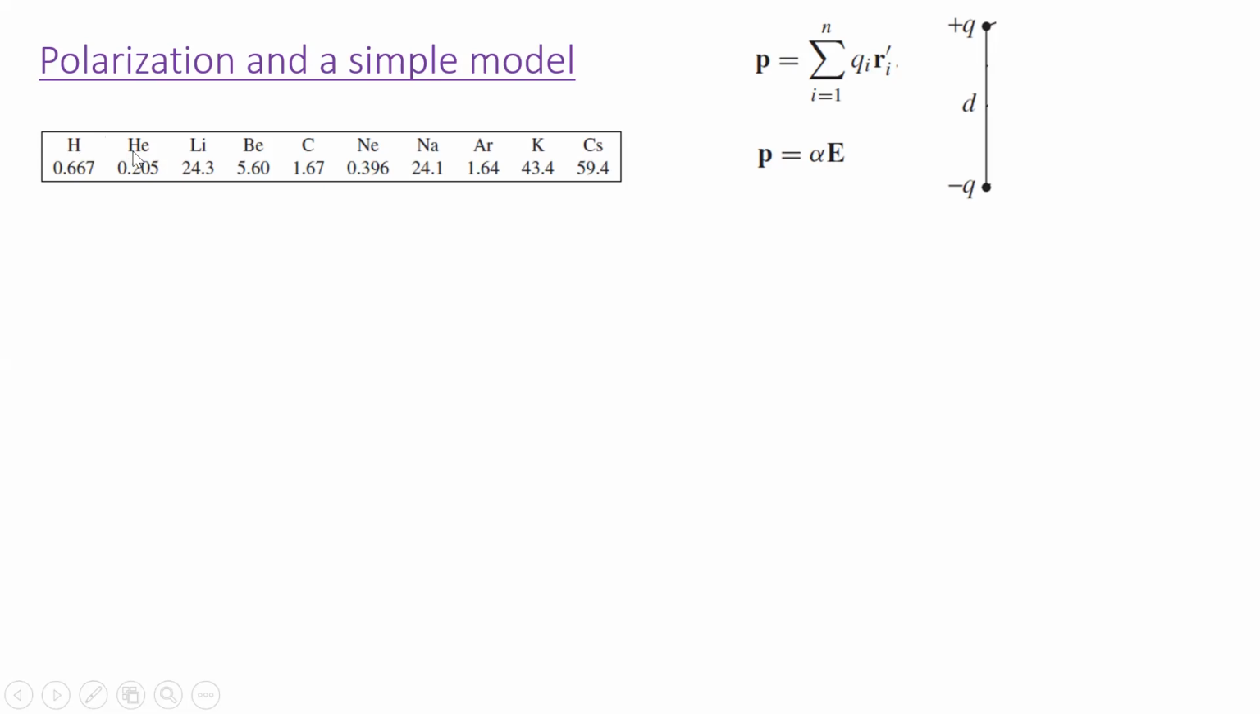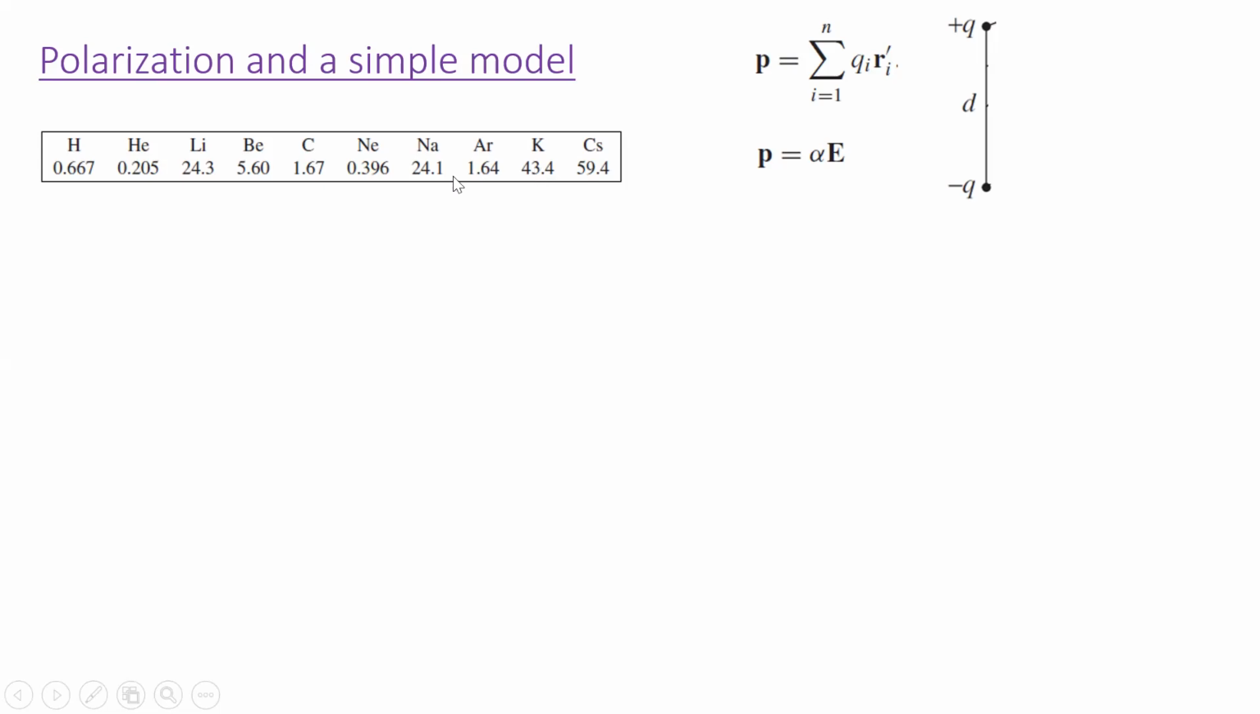You can see a few alphas here. Here's hydrogen, helium, which is pretty small. Lithium is quite large. Beryllium, carbon, neon quite small. Sodium quite large. Argon small. Potassium quite large. Cesium quite large. There is a pattern here, not an exact pattern, but lithium and sodium and potassium, and at least the first three, I believe the cesium, all have one valence electron. So it has one electron which is particularly vulnerable to being moved by an electric field.